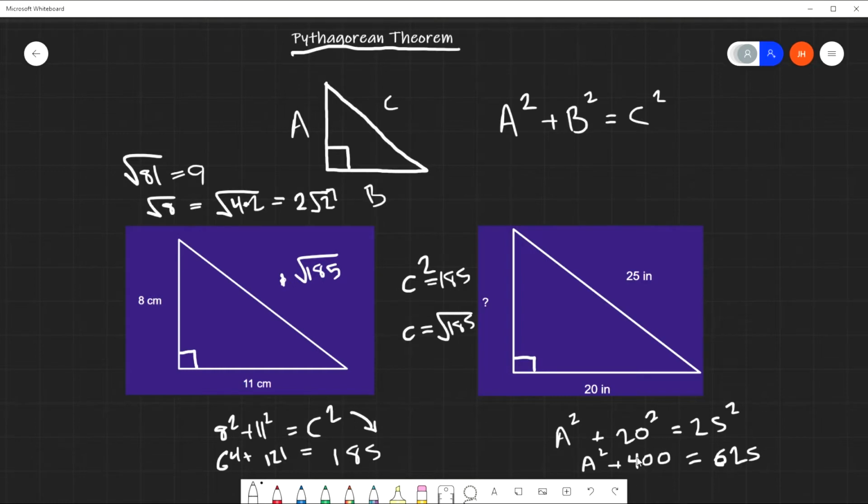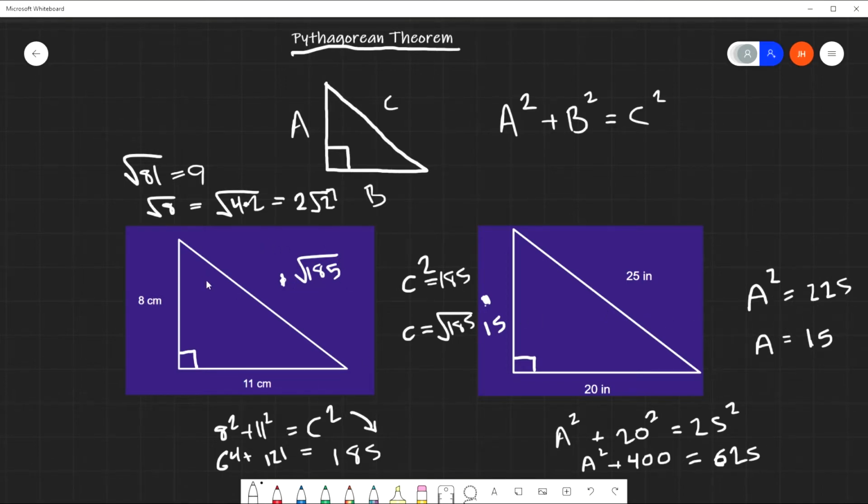I'm going to subtract 400 from both sides and just solve for A. You guys have done these all day before. We know that A squared is equal to 625 minus 400, which is 225, and we square root it. The square root of 225 is actually a perfect square. This is 15 squared. So A should equal 15. So I'm going to put that there. I hope this was an easy little recap about the Pythagorean theorem.